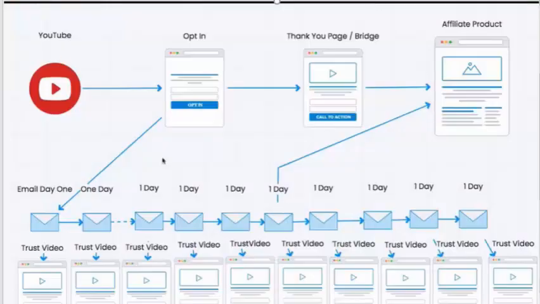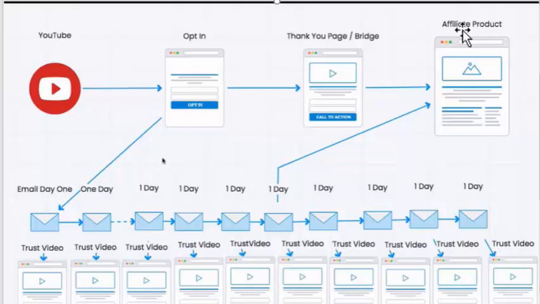First, let me explain to you why we want to build a squeeze page. This is my diagram here. We're using YouTube to drive traffic to here, it's called an opt-in, same as a squeeze page. That will direct someone to a thank you page, and then that will direct the person to our affiliate product, whether it's a Clickbank product or any product, your product, any product.